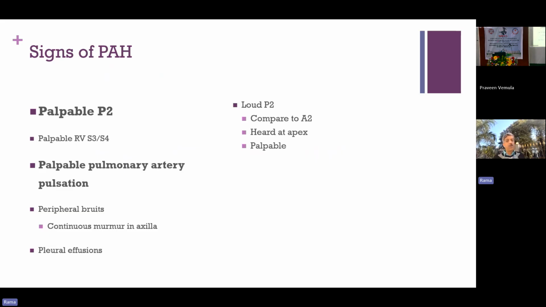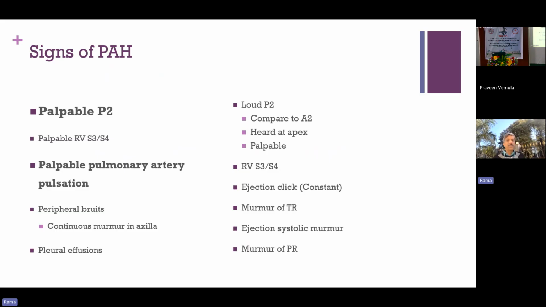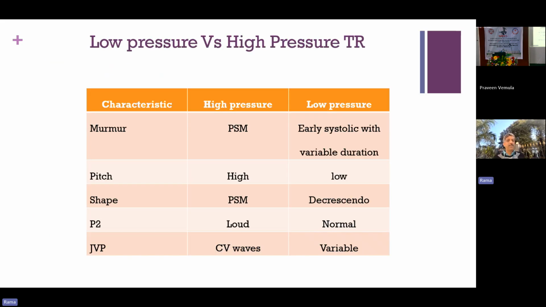Loud P2, how do you say it's loud P2? Commonly asked question. You always compare it with A2, whether the P2 is heard at the apex or not, whether it is palpable or not. RV S3 S4, constant ejection click, murmur of TR, ejection systolic murmur, which is generally faint and early peaking, and a murmur of PR. These are all the signs of PH that we are looking for.